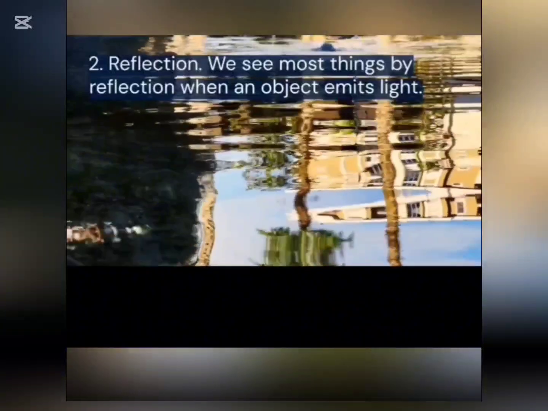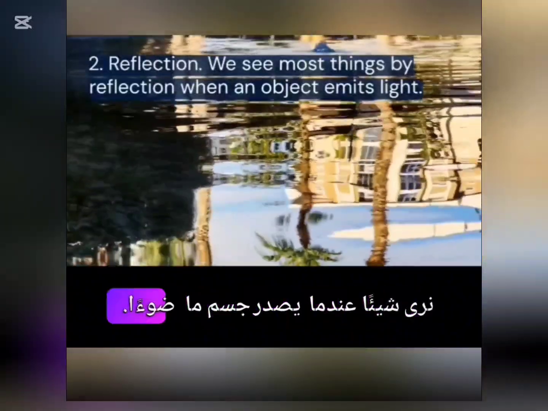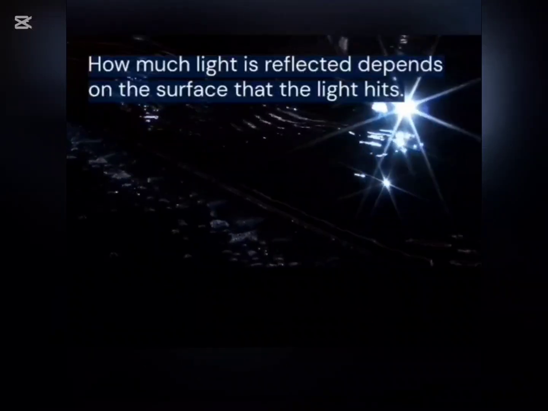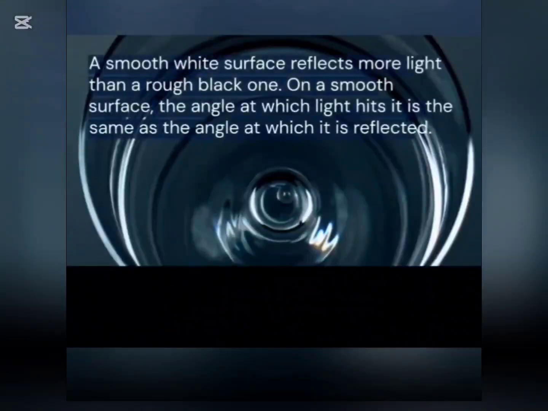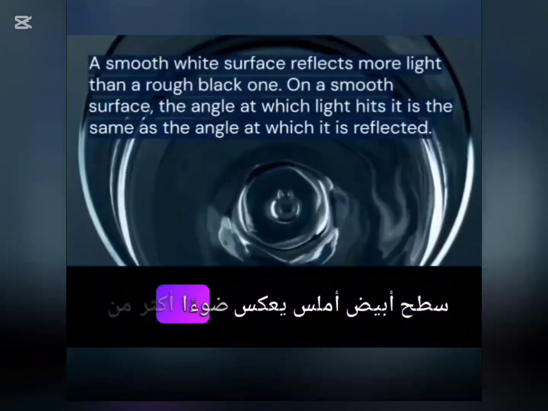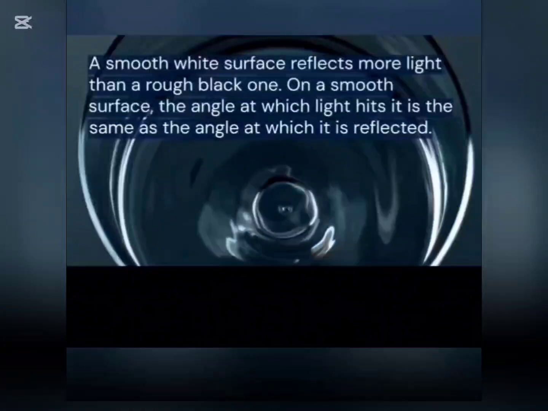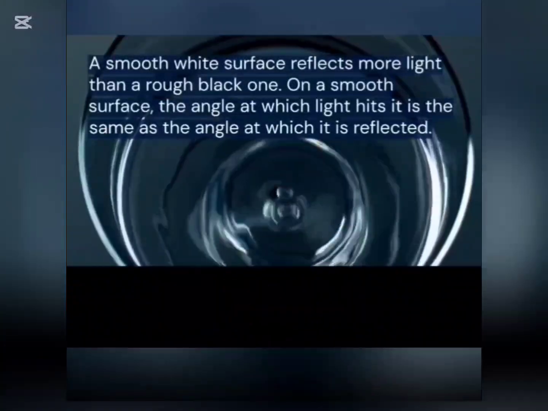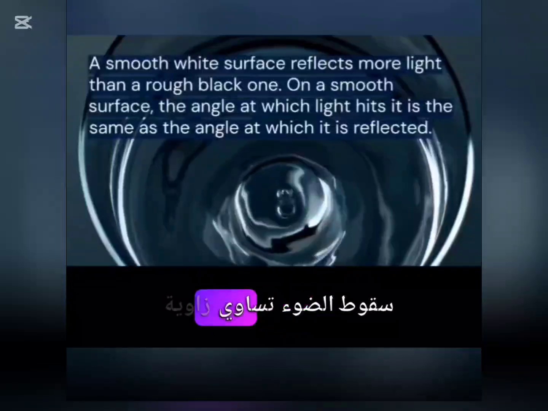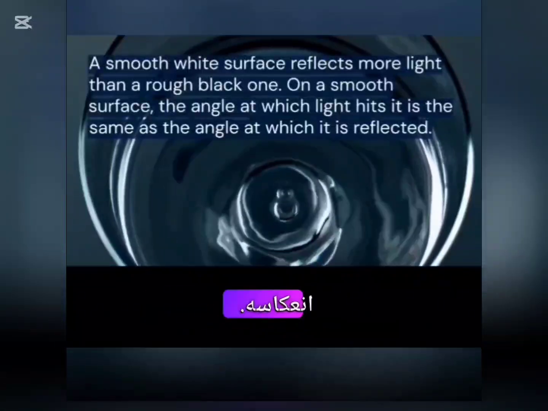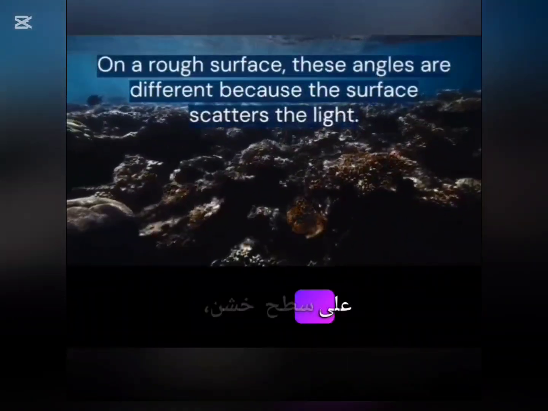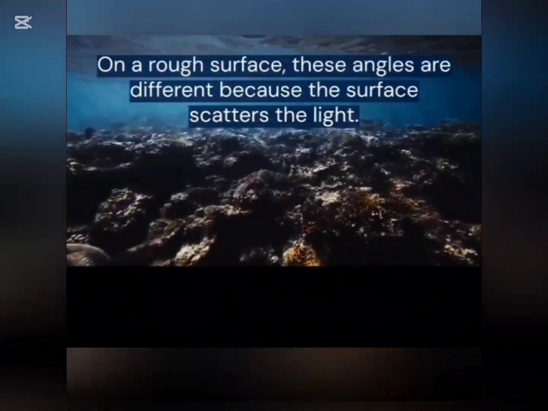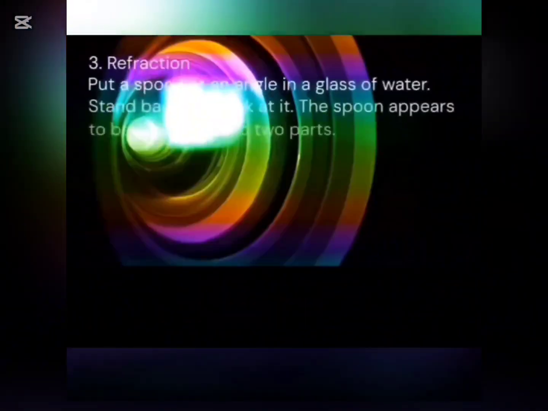Reflection. We see something when an object emits light. How much light is reflected depends on the surface that the light hits. A smooth white surface reflects more light than a rough black one. On a smooth surface, the angle at which light hits it is the same as the angle at which it is reflected. On a rough surface, these angles are different because the surface scatters the light.